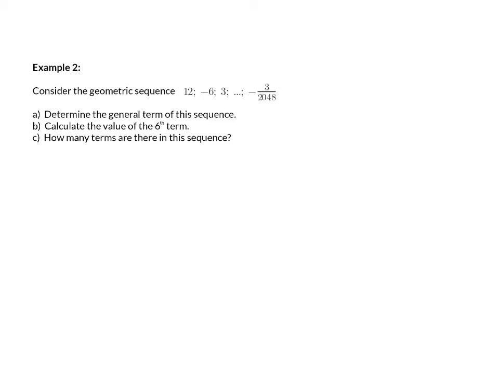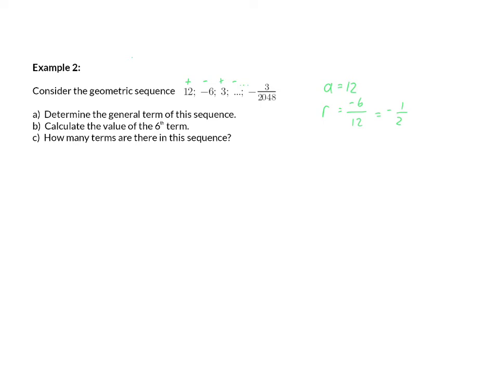Once again, we start off writing what we know. We know that a, our first term, is 12. We can also calculate our constant ratio by saying term 2 divided by term 1, and that will give us minus a half. Now, when the constant ratio is negative, the sign of the terms will alternate. So we're starting with a positive, then negative, positive, negative, and it will continue like that.